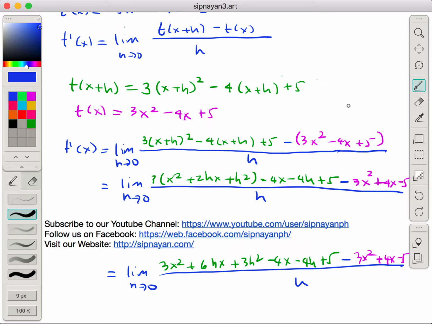We can cancel some terms here. So the 3x squared minus 3x squared is 0. What else? Minus 4x and plus 4x, that's 0 also. And the plus 5 and minus 5, that's also 0. So we are left with 6hx plus 3h squared and then minus 4h.